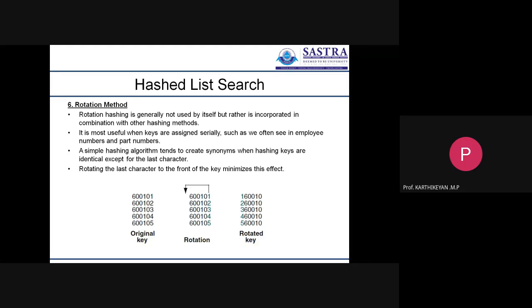In the rotation method, we move the rightmost digit to the leftmost position. Here, if you look at the original keys, they are 600101, then 600102, like this. We perform the rotation operation, and the sequentially changing values 1 2 3 4 5 6 are moved to the first digit. Now they become 160010, 260010, 360010, 460010. But what is the problem with this rotated key?